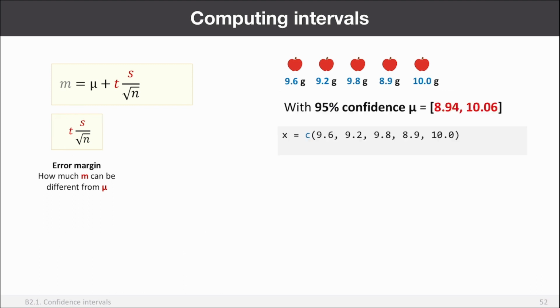Okay. You can also compute it more easily to avoid all these manual calculations. There is a special function called a t-test. Actually, it's a test, but it also computes confidence intervals. We will discuss tests in the next learning sequence.